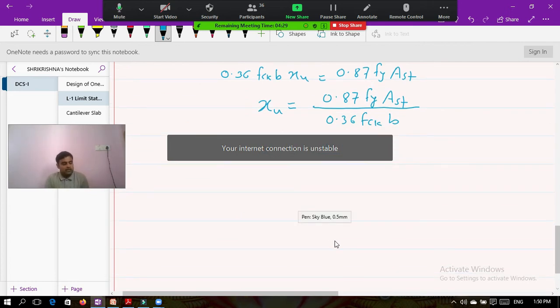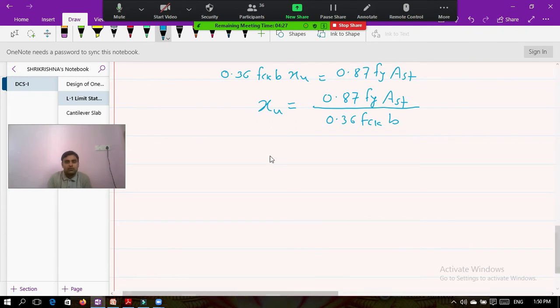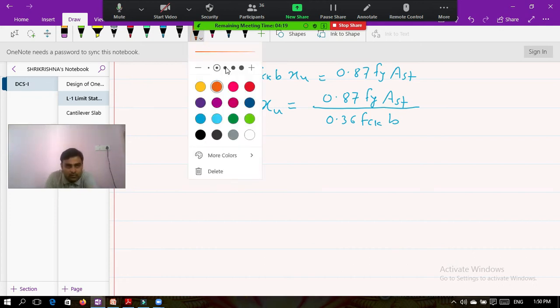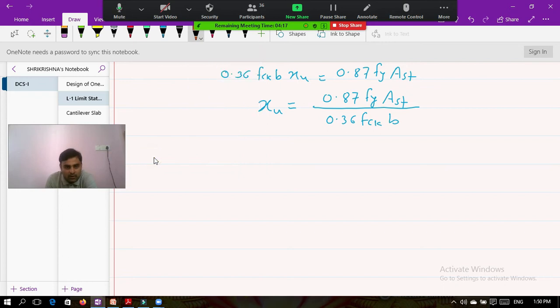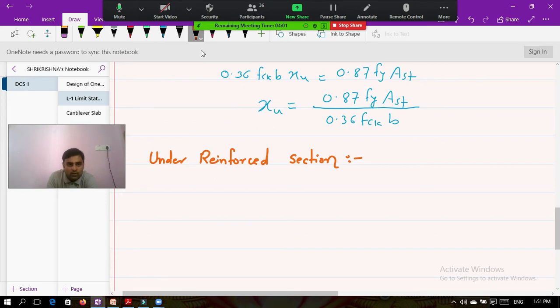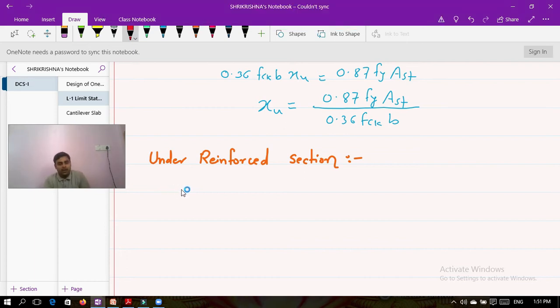The next point: we will see the types of sections, over reinforced and under reinforced sections. First of all, we will see the under reinforced section. So what can we write about the under reinforced section? I can say that it is when xu is less than xu max.